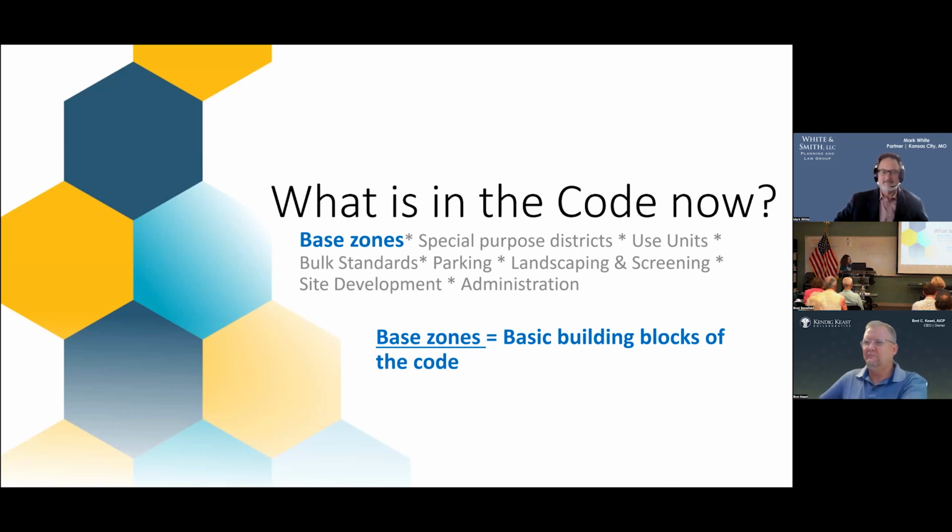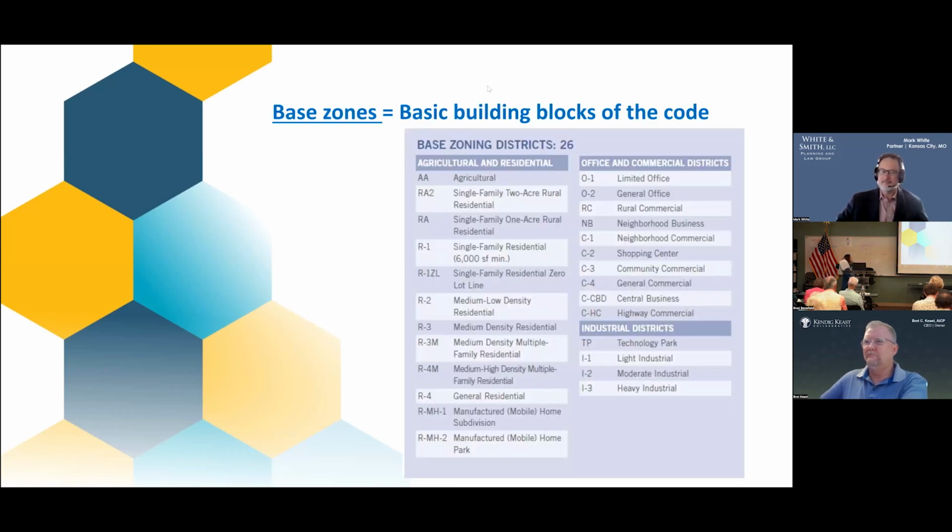So start with base zones, and these are the basic building blocks of the code. And I'll tell you what our base zones are now, and you might already know this. You can see it runs from AA, which is agriculture, to different types of residential, to different types of commercial and industrial. We have 26 base zones right now. Next slide.